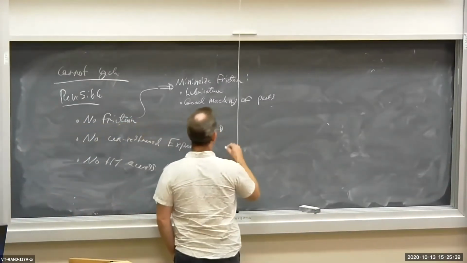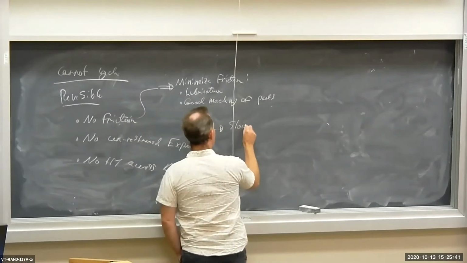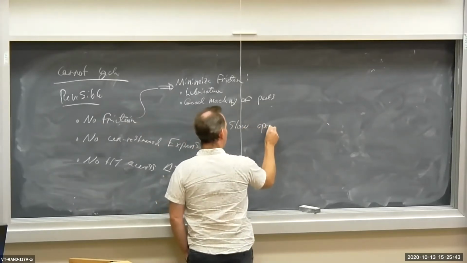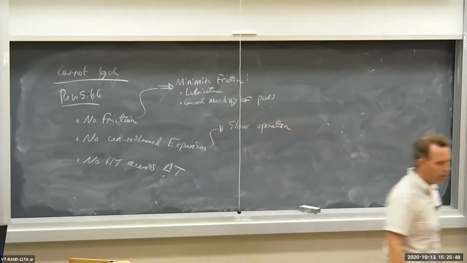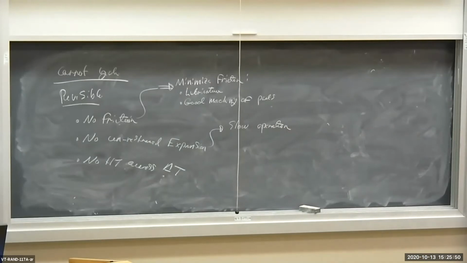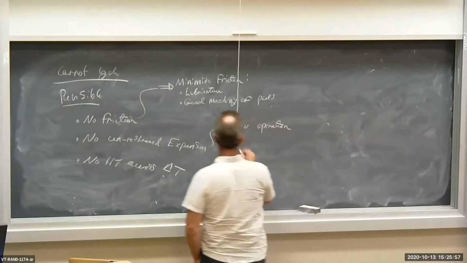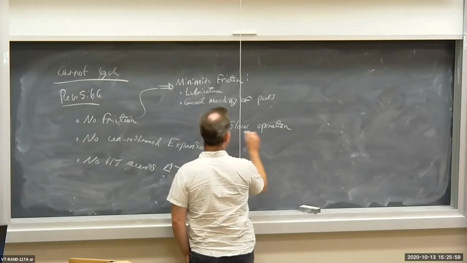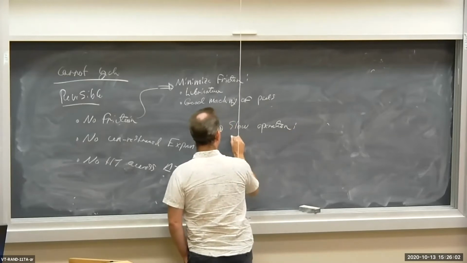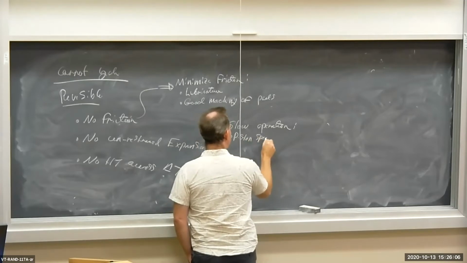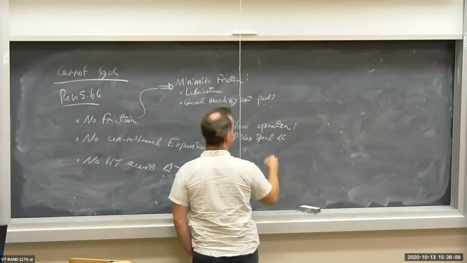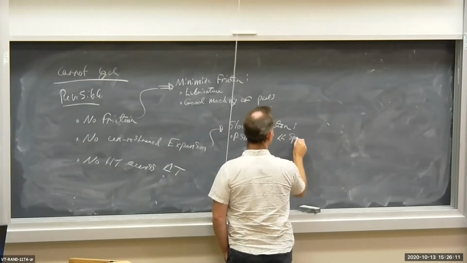So what we have here is slow operation. How slow is slow? Well, we want the piston speed to be much less than the speed of sound. So slow operation: piston speed, much, much less than the speed of sound.